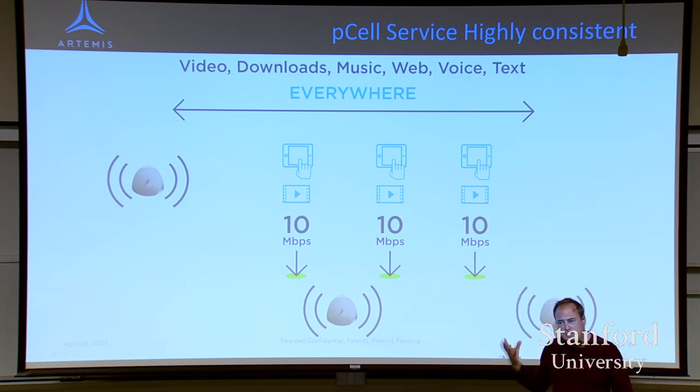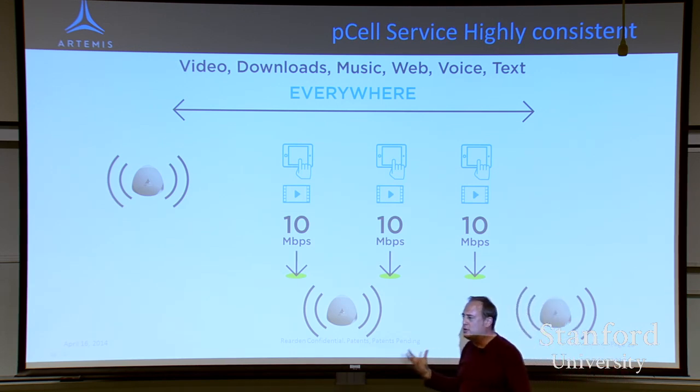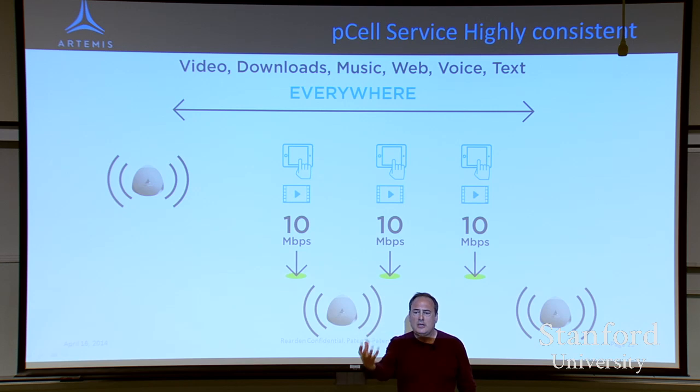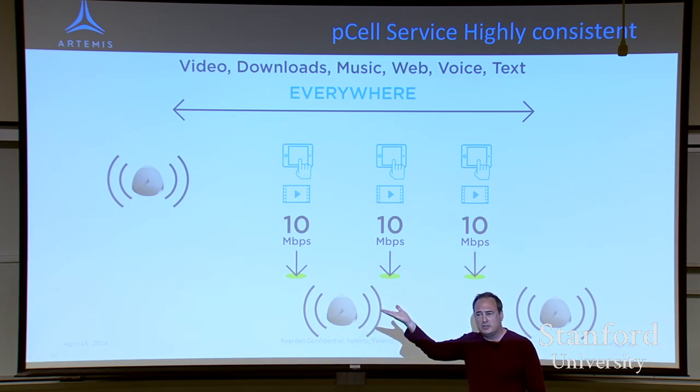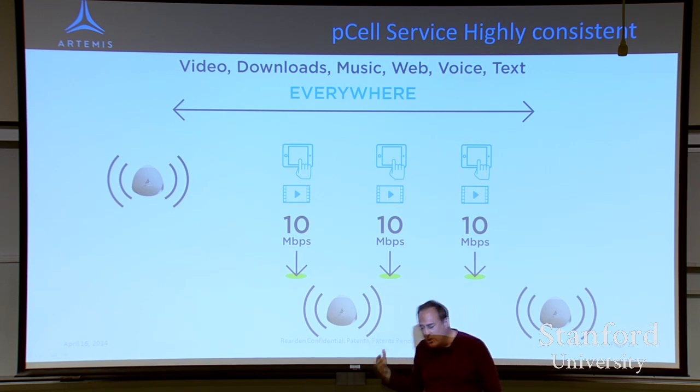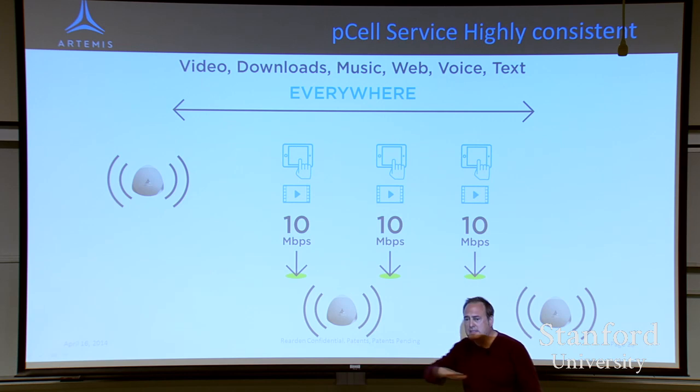When we put pCell radio heads at the exact same location as cellular antennas in a cellular system, we right there get a 10x increase in the average performance. But most importantly, beyond the overall capacity increase, what we do is create a very, very consistent throughput.